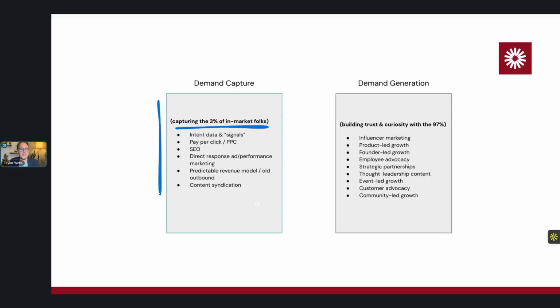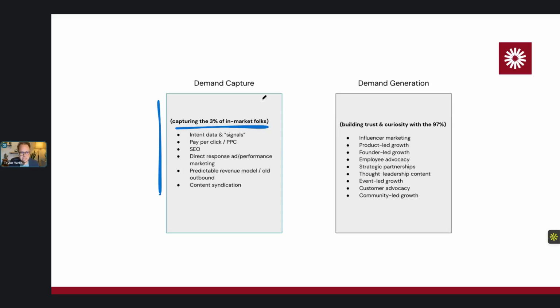If only 3%, so let's say you have 1,000 accounts you're going after, right? If only 3% are in market, only 30 accounts are in market, you're probably not going to win all of those, right? Let's say in best case scenario, you're going to win 25%. Your competitors are going to win others. Others are not going to do anything, punt it. They're going to do other solutions, whatever the other options are. So you probably aren't going to hit your growth goals by just capturing demand.